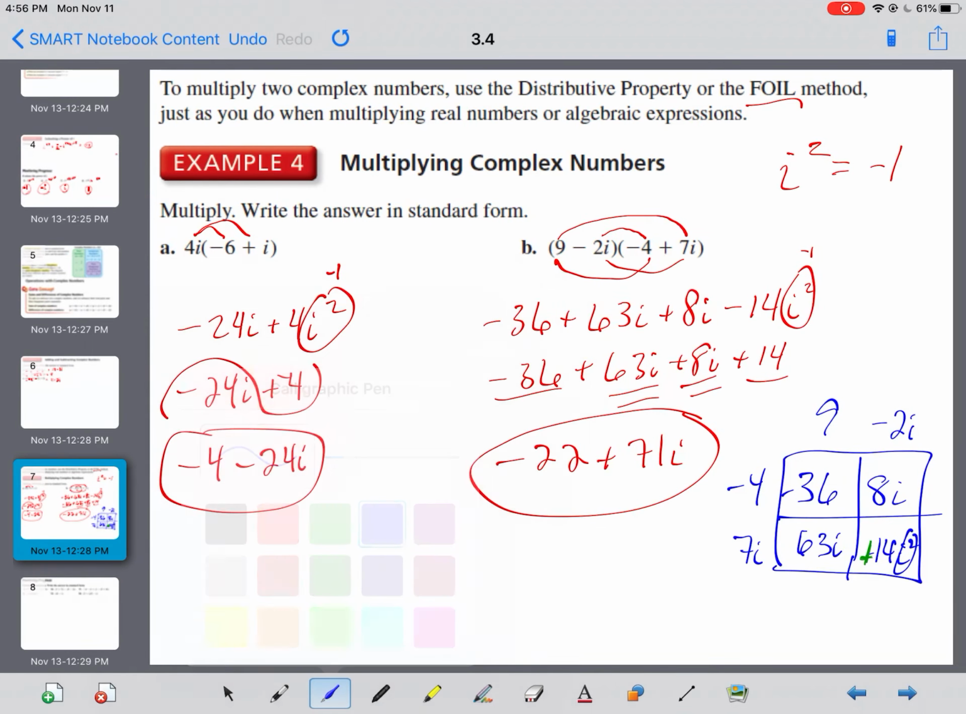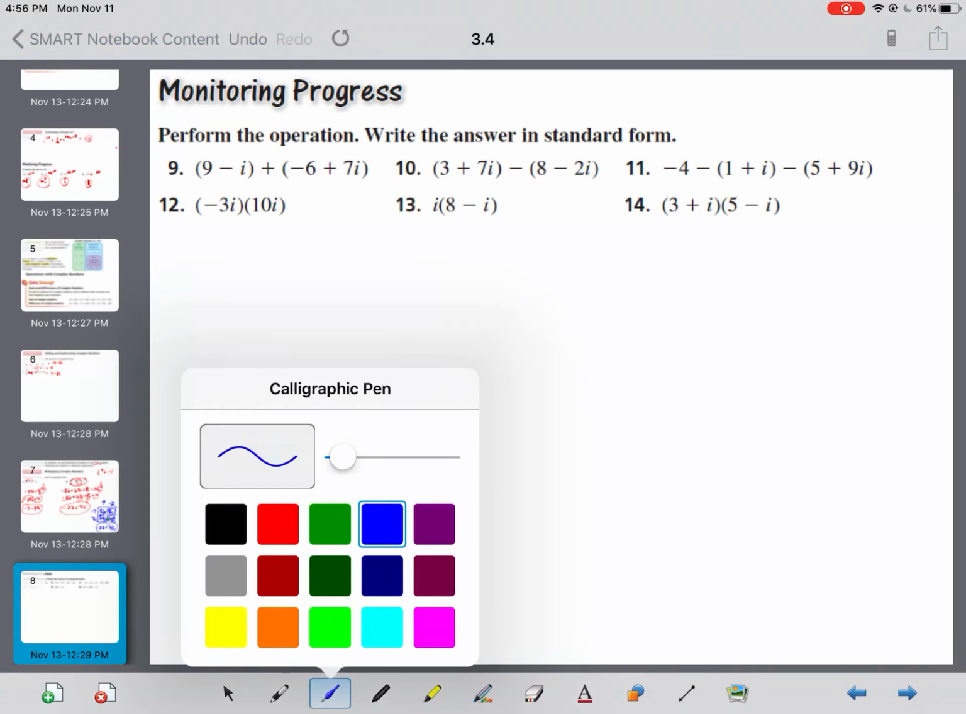Makes it positive. Then whenever you're doing this, your diagonals are your like terms. Negative 36 and 14, negative 22. 63 and 8, 71i. Same answer. Box method, FOIL, whatever makes you happy.